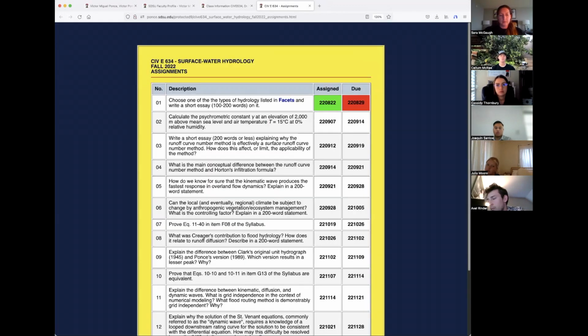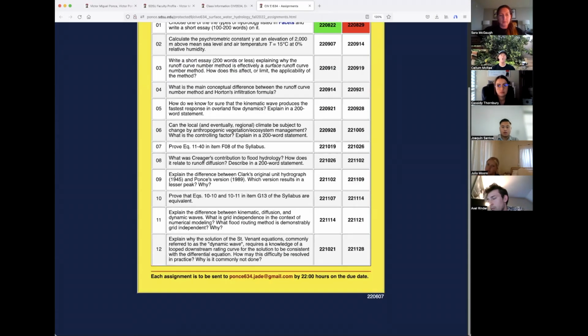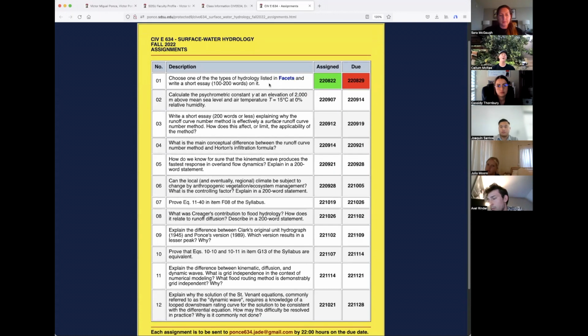These are all the assignments. There's 12 assignments. These are short assignments, not long. They're typically 1 page or less. They're either calculations or essays or something else, or proofs. I have a proof in here. Proof equation 14 is in item F8 of the syllabus. You have to look at what's item F8 and so forth. But we'll cover these as we make progress here.